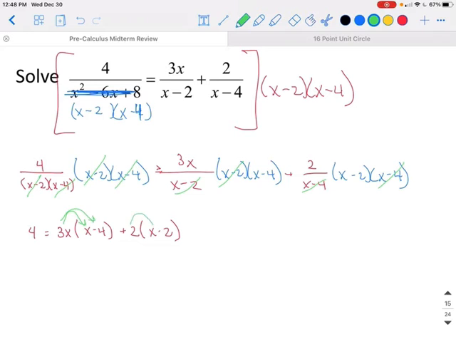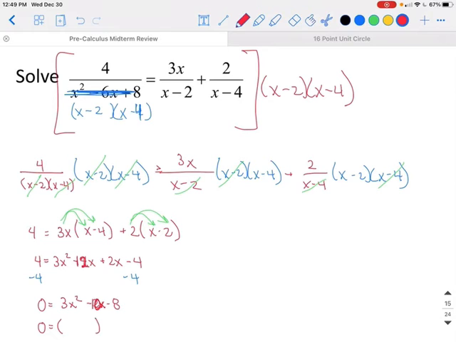If we distribute, we will get 4 is equal to 3x squared minus 4x plus 2x minus 4. We can take everything to one side, and then we can factor. So if we subtract that 4 from both sides, we're going to be left with 0 is equal to 3x squared minus 2x minus 8. I did not distribute correctly. This should be a negative 12. So this will give us negative 10x.